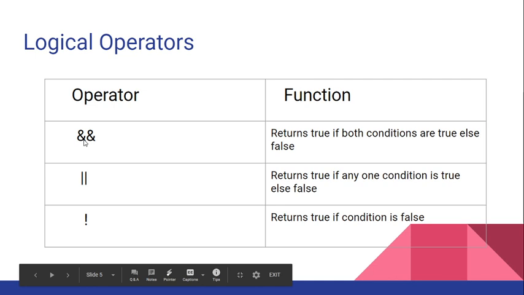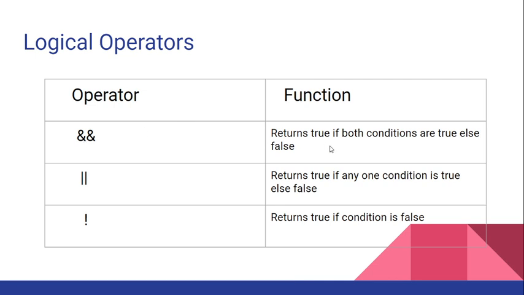So logical AND has 2 ampersands. They return true if both conditions are true, else false. Like there are 2 conditions. So these logical operators are dependent, directly or indirectly, on relational operators. You can directly mention like A is greater than B and B is greater than C. If both return true, then only the condition is true. Even if one is false, then it returns false.